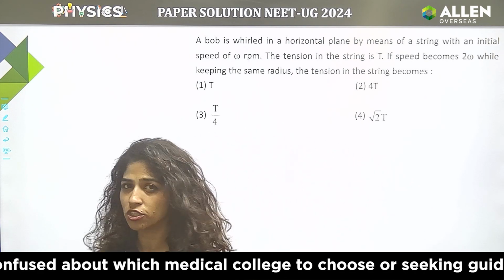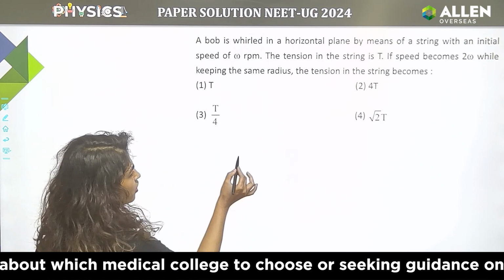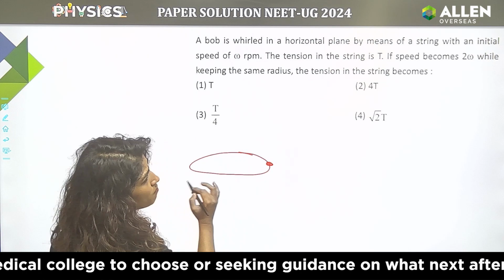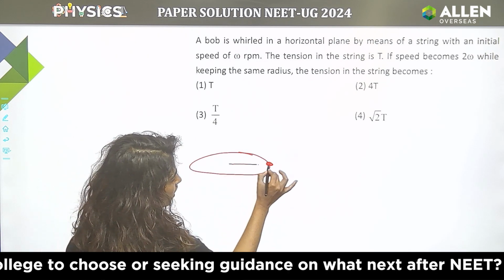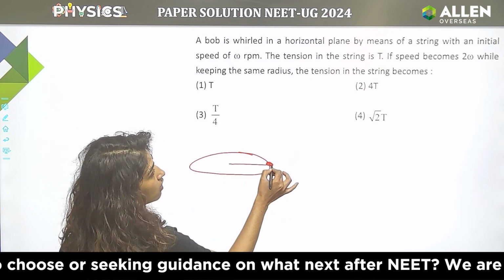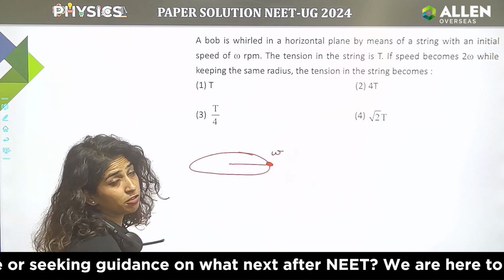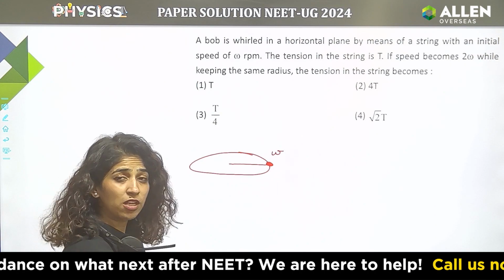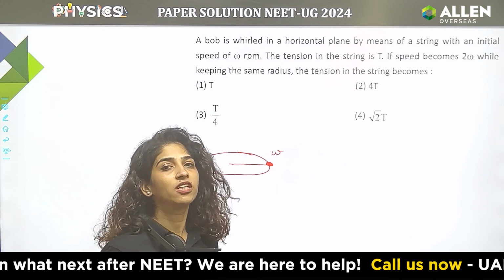This question belongs to circular motion. Direct question, it says that a particle is moving in a horizontal circle, connected by a string, and it's moving with a constant speed omega. Now, it says that if the speed becomes 2 omega, what would be the tension in the string?